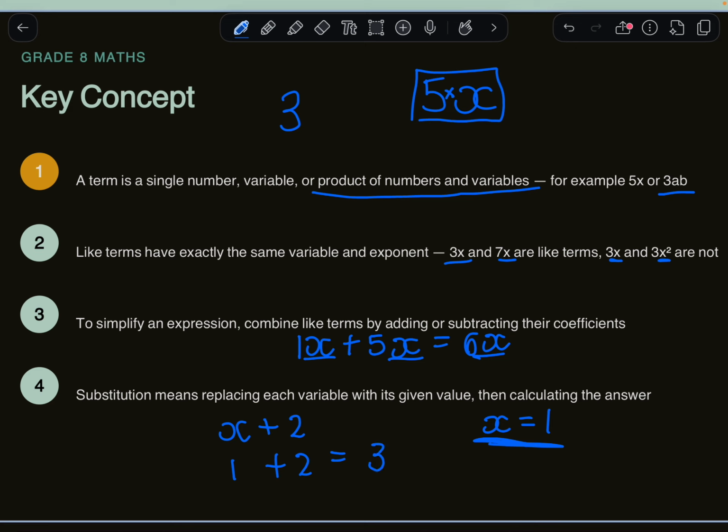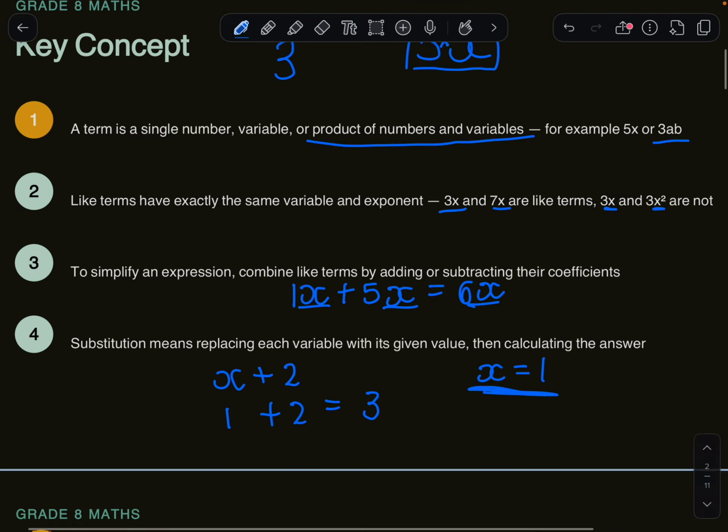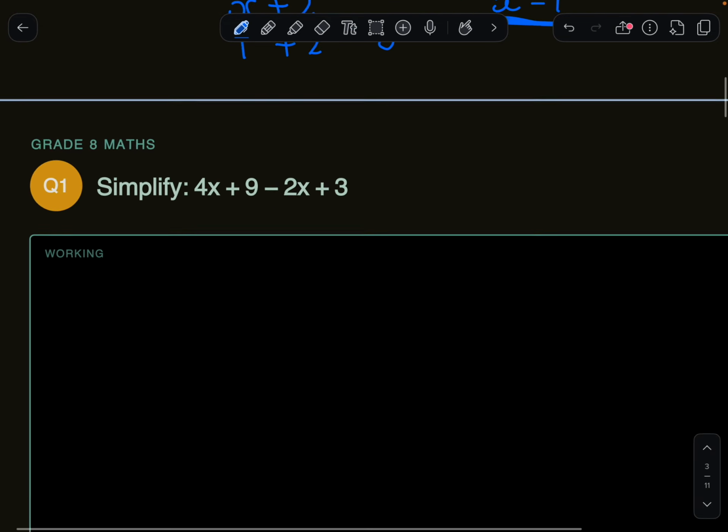Okay, so that's your really quick, condensed version of these algebraic expressions. It's the theory you have to know. You might get asked these kinds of things, but what you really have to know is the kind of questions we're going into next. Let's have a look at some of these questions we can expect.